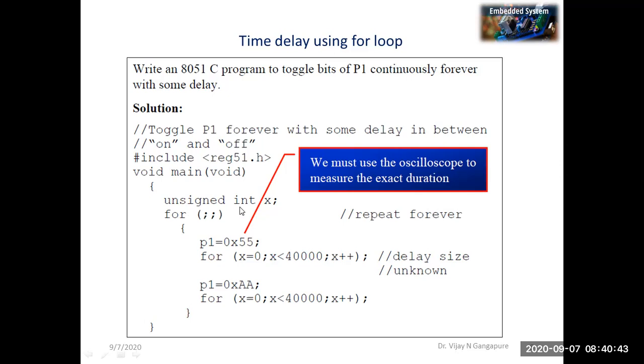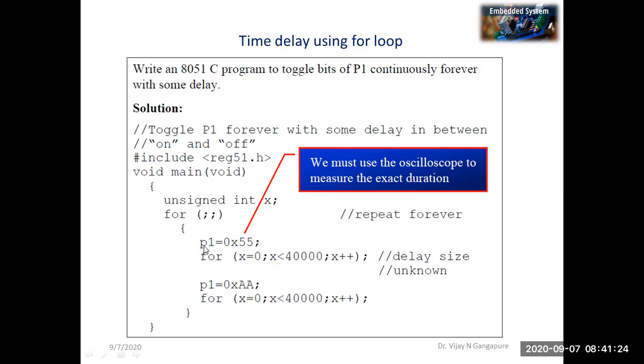Here the first statement is a variable declaration statement, unsigned int x semicolon. Here I am declaring x as an unsigned int type variable. Then the next statement is a for statement, and this is an infinite for statement because in between this opening and closing parenthesis, expression 1, expression 2 and expression 3 are not specified. That means this for loop will execute infinitely, meaning whatever program is written in between this opening and closing braces will execute continuously, infinitely.